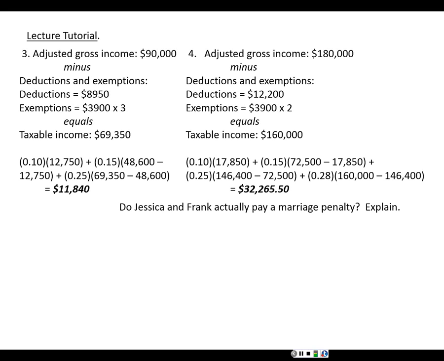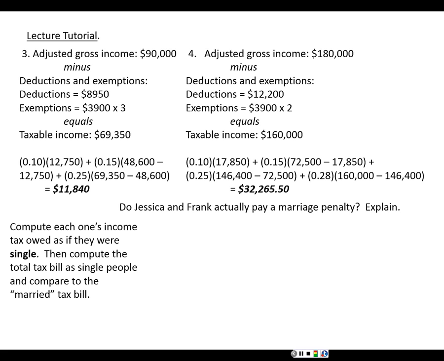Sometimes on the math lab you get an additional question about whether or not you pay what they call a marriage penalty. They may say, do you pay a marriage penalty, or experience a marriage benefit, or is it the same? Penalty means you pay more taxes being married. Benefit means you pay less taxes by being married, and sometimes the tax rate works out the same no matter what.